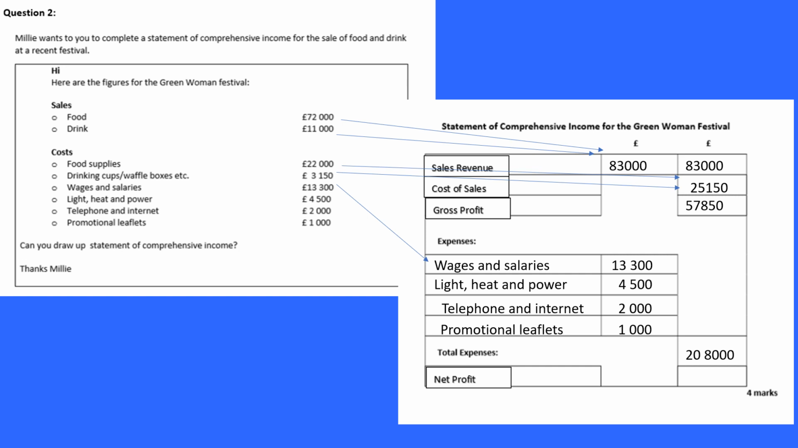And then what we do to calculate our net profit is we take our expenses from the gross profit, giving us a net profit of £37,050.